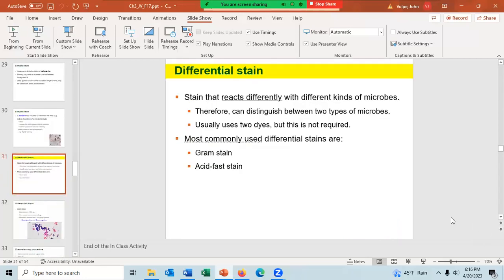A differential stain is one that reacts differently with different kinds of microbes. Therefore, if you use a differential stain, you can distinguish between two different types of microbes. A differential stain usually uses two dyes or more, but that is not required. You could use only one stain in a differential stain. The most commonly used differential stains, at least in microbiology, are the Gram stain and the acid-fast stain. So these are two differential stains that we'll talk about.